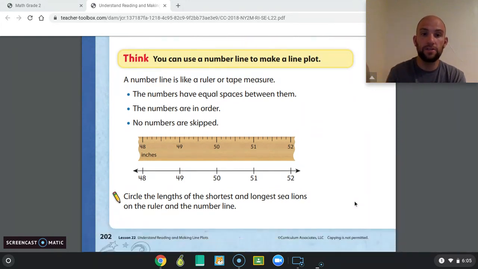So it asks us to circle the lengths of the shortest and the longest sea lions on the ruler and the number line. So can you find the two numbers? The one that represents the shortest sea lion and the one that represents the longest sea lion on our ruler and on our number line. So go ahead and take a second and see if you can find those two.